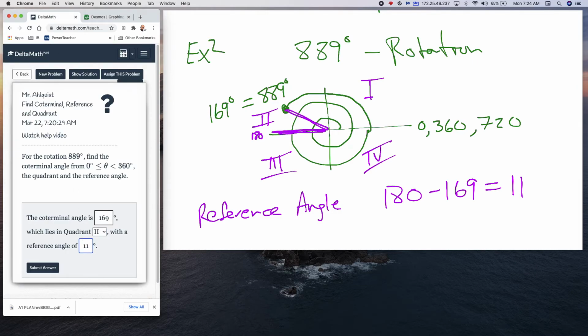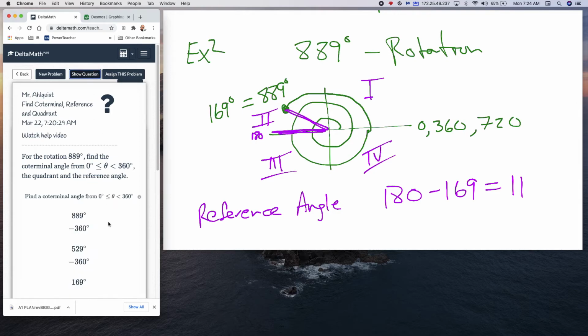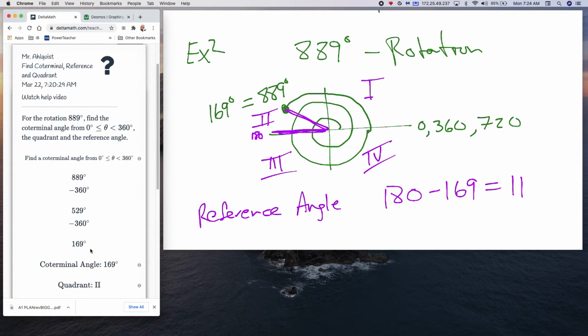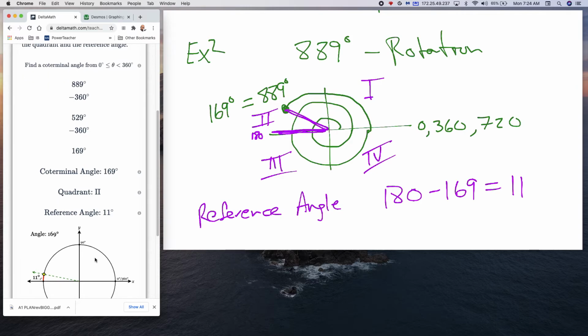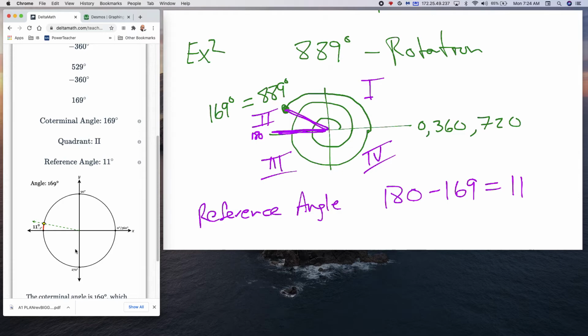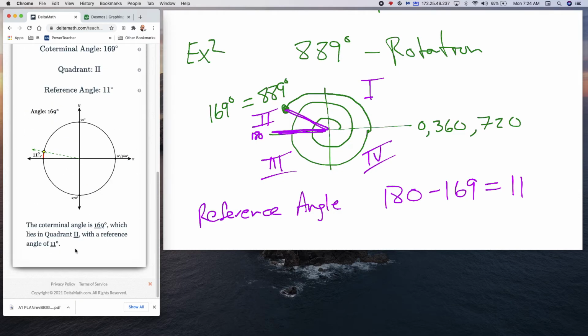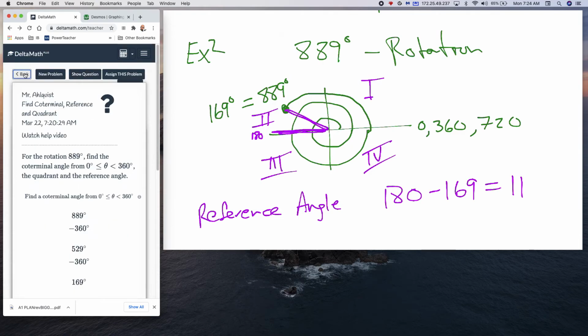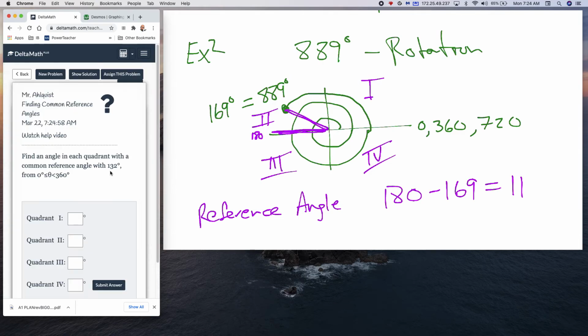And if we were to put that in, you'd see that we got 169, it's in quadrant 2, and a reference angle of 11. So we've spun this around a couple of times. That's what a coterminal angle is. So it's coterminal because it ends at the same space. It lies in quadrant 2 in this case, and it has a reference angle of 11 because we figured out how far that acute angle is from that horizontal axis. That's the type of problems you're going to have to do.